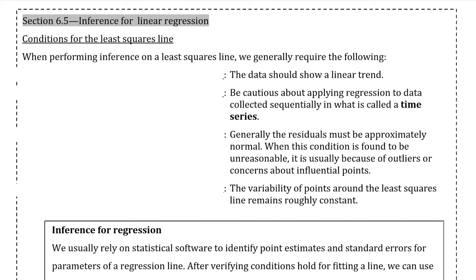The first condition is linearity. This means that we want to make sure the data shows a linear trend. We can usually confirm this either by looking directly at the regression plot itself or by looking at the residual plot.